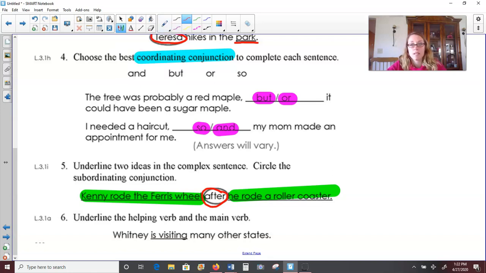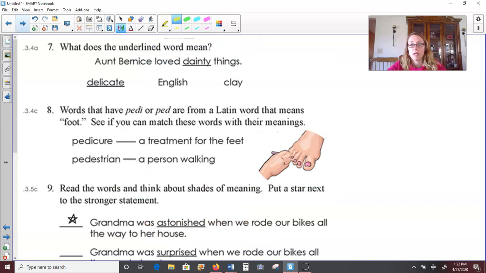On number 6, we need to underline the helping verb and the main verb. So Whitney is visiting many other states. Well, don't forget that our verb is the action. So what is Whitney doing? Visiting, but the helping verb in front is helping it out. So is visiting. The helping verb tells us if it's happening in the past, present, or future tense. So is visiting.